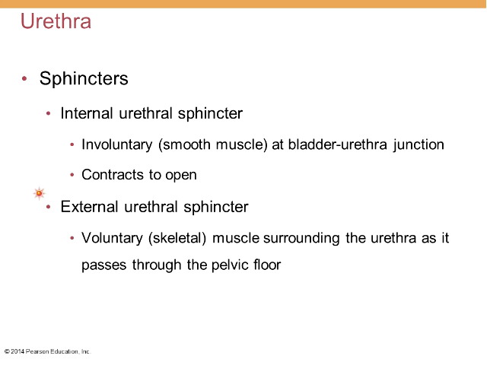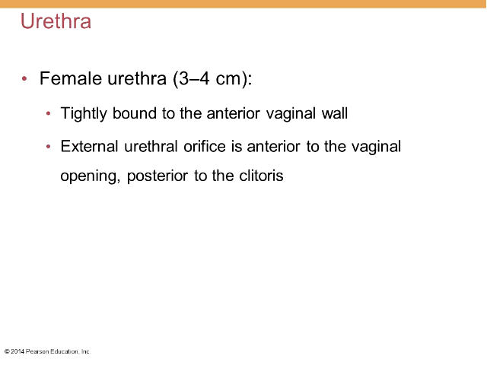Now we have sphincters. I talked about the internal and external sphincter. That internal sphincter is involuntary. It has smooth muscle at the bladder-urethra junction, and it contracts or opens whenever the autonomic system says so. The external urethral sphincter is skeletal muscle. It's voluntary, and it surrounds the urethra as it passes the pelvic floor, which gives us our control, so we have control over when that happens.